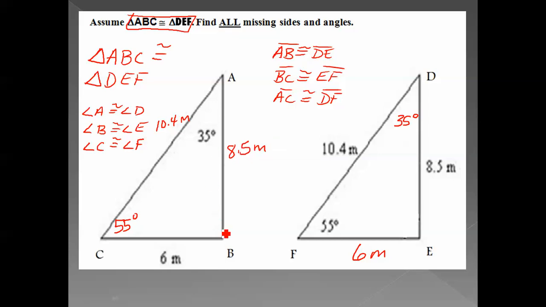And the only other thing we don't know is this angle here. The way we're going to find that out is to add these two together. 55 plus 35 is 90. And then subtract that from 180. 180 minus 90 is 90. So angle B is 90 degrees. If we look over here, angle B and angle E are congruent. So if angle B is 90, angle E is 90.